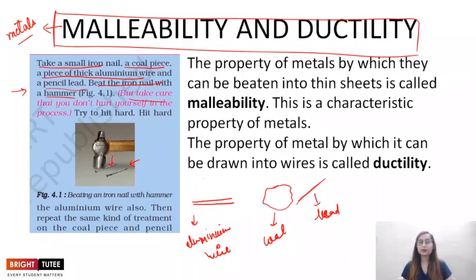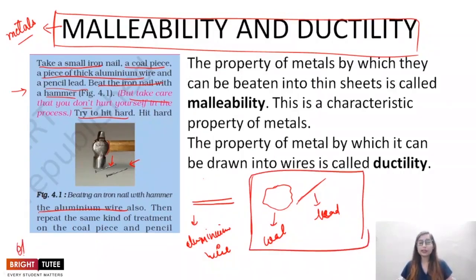But take care that you do not hurt yourself. Take care because the hammer can hurt you as well if you do not handle it carefully. So try to hit very hard, right? Basically, you try to beat the aluminium wire also, then repeat the similar experiment with coal and lead.